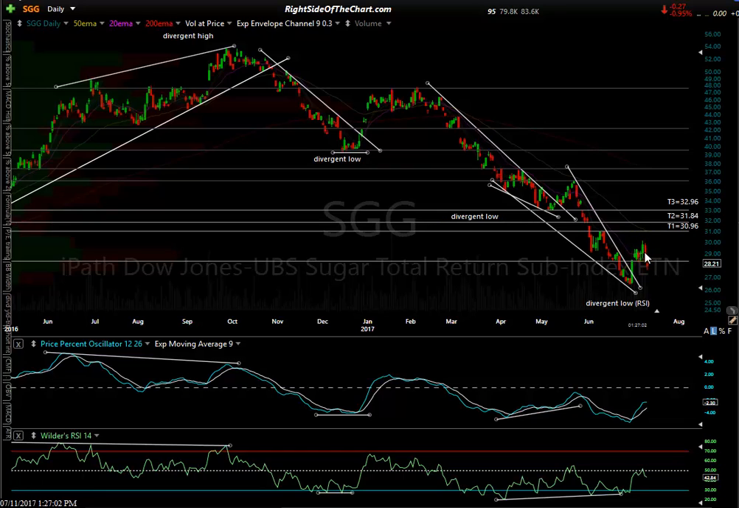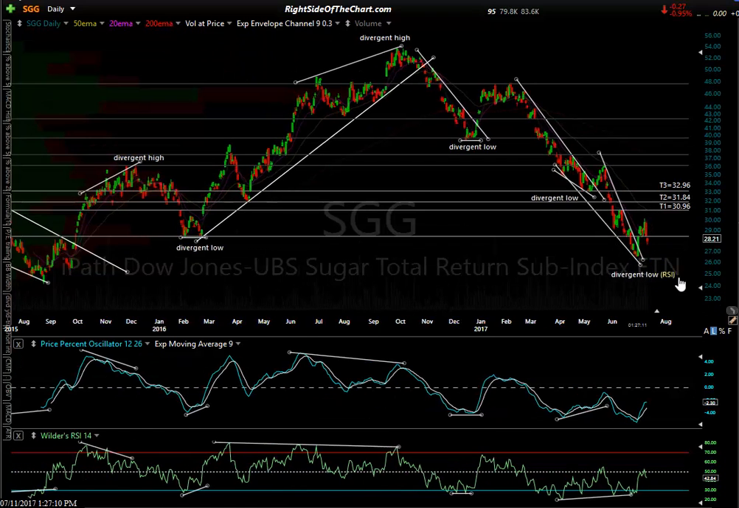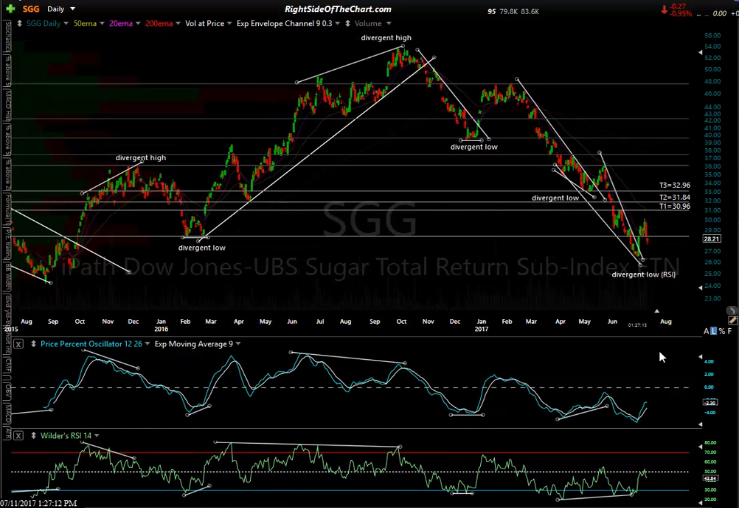Came back, tried to buy it on a back test of the flag, but that just proved to be more of the same. The breakout failed of the flag. However, this one's still looking like it may be bottoming, but I'll tell you what, we had divergence back here. We don't anymore. We do on the RSI. I'm watching it closely. I'm watching it for a re-entry.